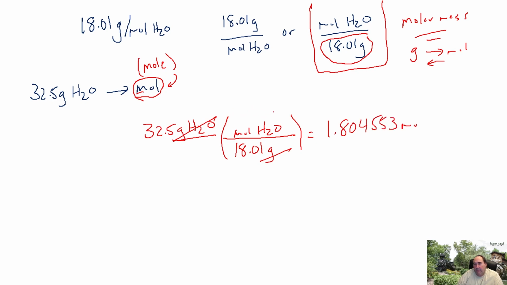1.804553 moles of water. Looking at significant figures, we're probably not going to look at this number here, as it's more of an exact number. We are going to look at our original number, which has 3 significant figures. That means we really should end up right about there on that number. That's a 4, which means we could just drop the rest of it and should end up with 1.80 moles of water.